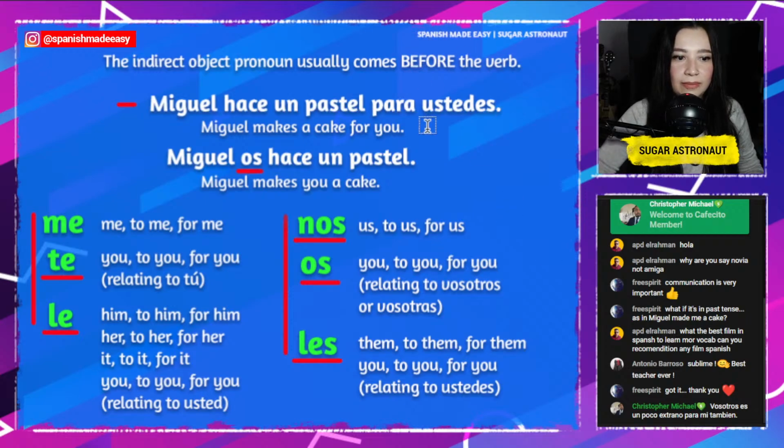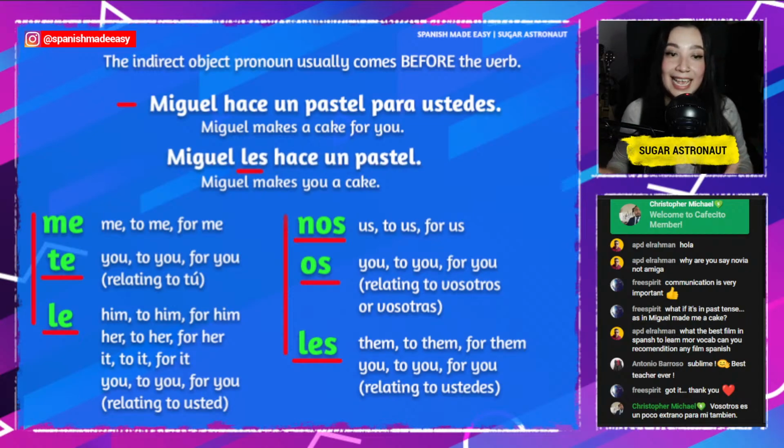Okay, so essentially you're saying the same thing. Miguel makes a cake for you guys, and we only need to replace os with les. Okay, Miguel les hace un pastel. Miguel les hace un pastel, and this means Miguel makes you a cake. You guys a cake.